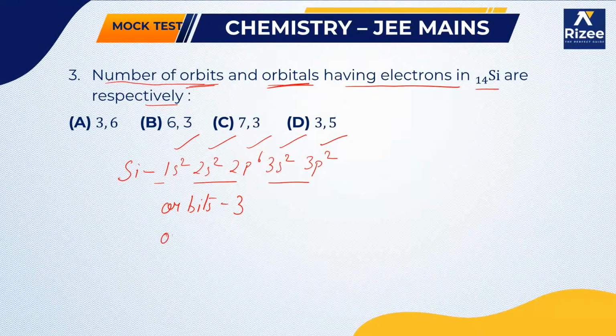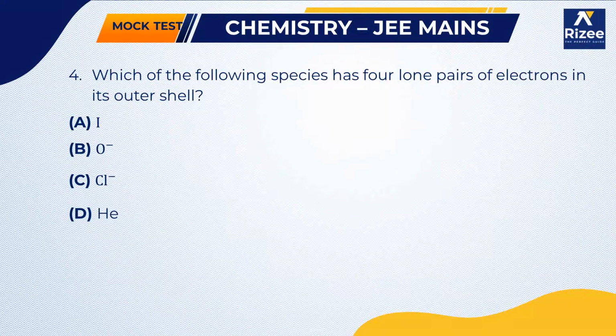So the total number of orbitals we can say is equal to 5. So 3 orbits and 5 orbitals. So our answer is the fourth option, you can see. Okay, then moving on to the next question.